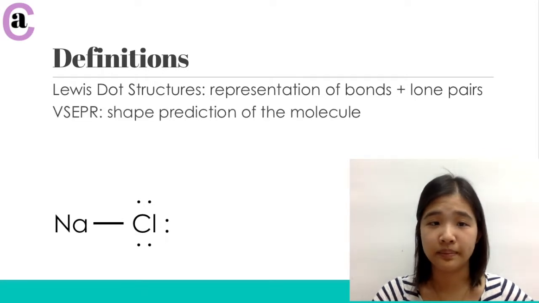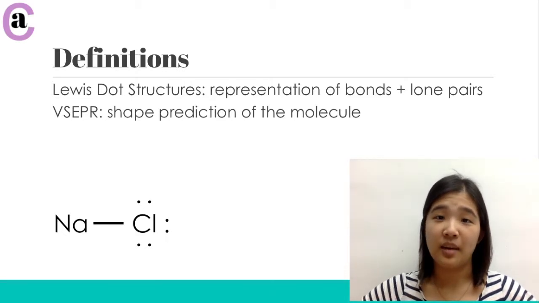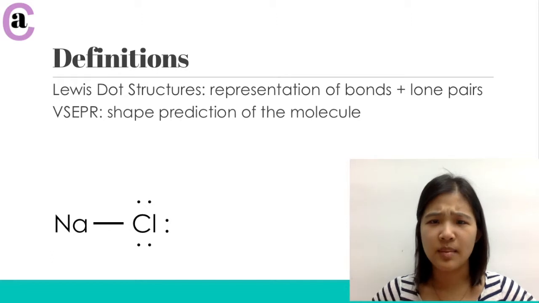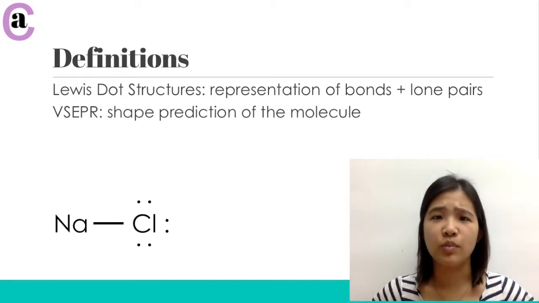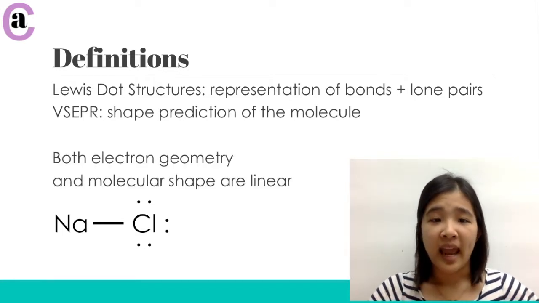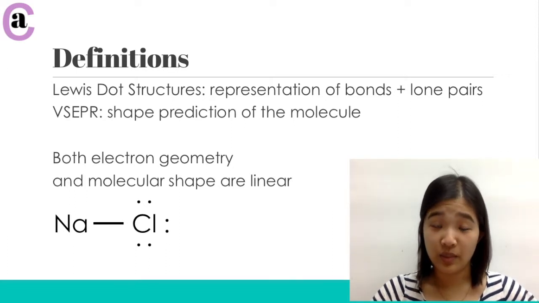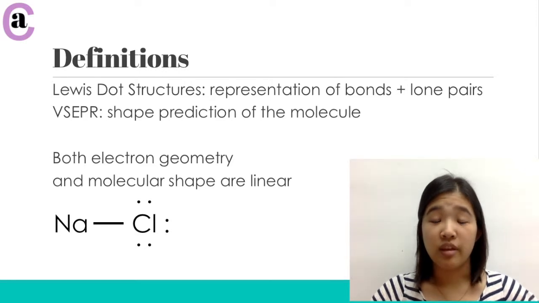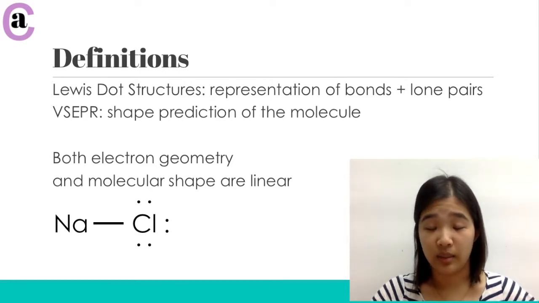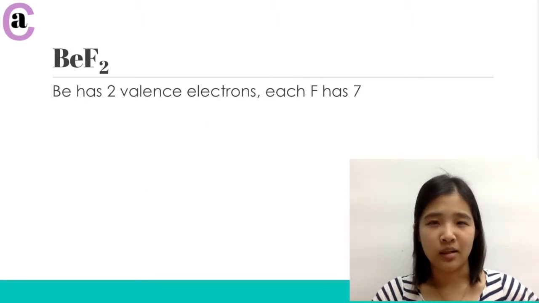It just has the single bond to the chlorine atom, which has the 6 unbonded electrons and the 1 bond to the sodium. And then VSEPR, I will link down below the explanation video that I have made about the VSEPR system and how to use it, so you can check that out. But basically it's a system that helps you predict the shape of a particular molecule. And for this particular molecule, both the electron geometry and the molecular shape are linear.